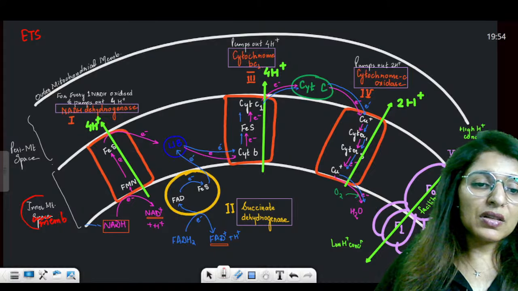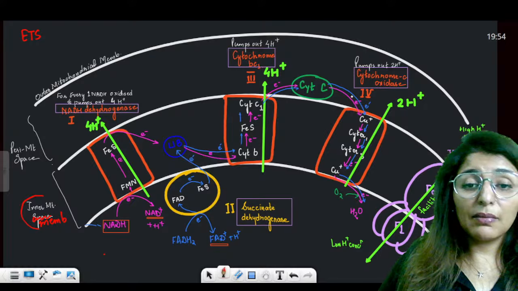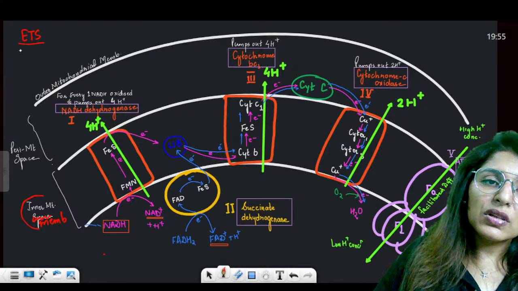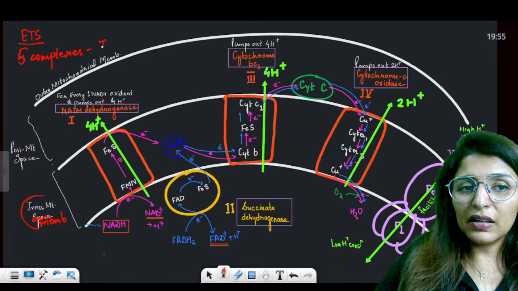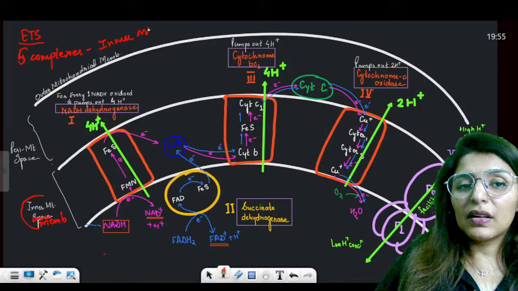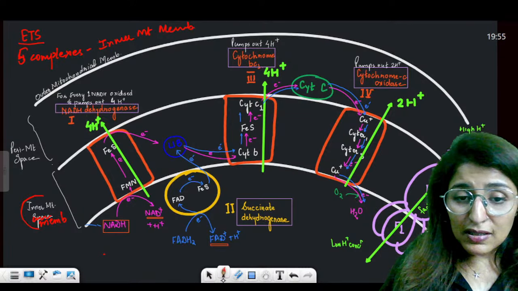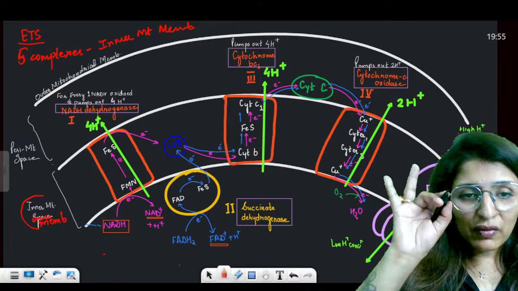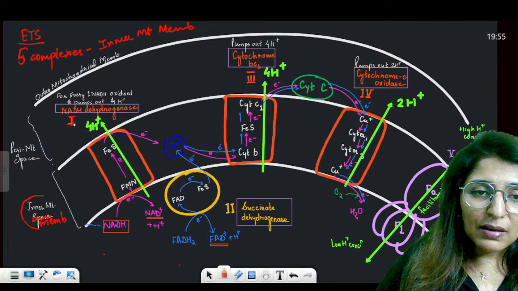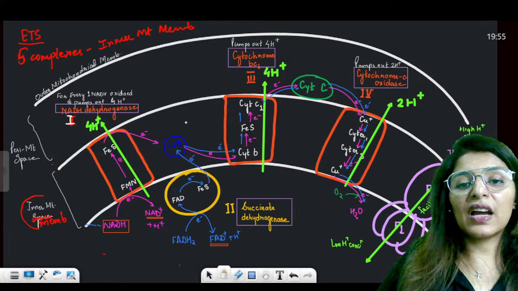Is that clear? Now see, let's focus on some complexes. ETS uses 5 complexes. There are 5 complexes present in the inner mitochondrial membrane. Right? Is that clear? Now the first and foremost question that you get in the exam is that you should know the name of the complex. So see, this is complex number 1. Complex 1 is NADH dehydrogenase.